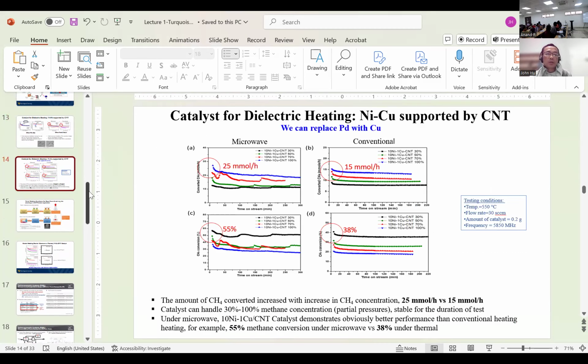This is another angle to look at microwave heating versus conventional heating. Under similar reaction conditions, microwave, I'm talking about production rate per hour, is 25 mole per hour, whereas the conventional is only 15 mole per hour. It's exactly the same testing condition, 550 degrees C, and the same flow rate. We compare the same condition. So regardless, in terms of heat transfer and also productivity, microwave is much higher, much better than conventional, largely because of the heat transfer and also the selective heating.